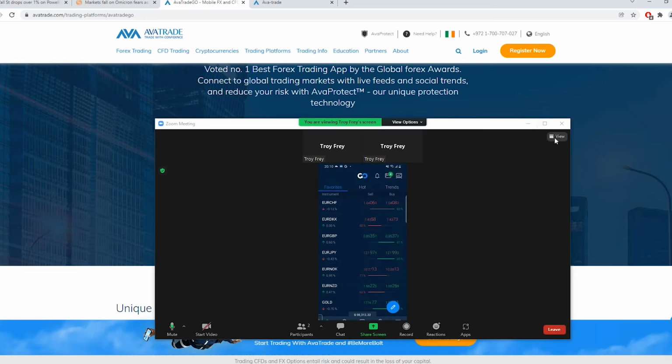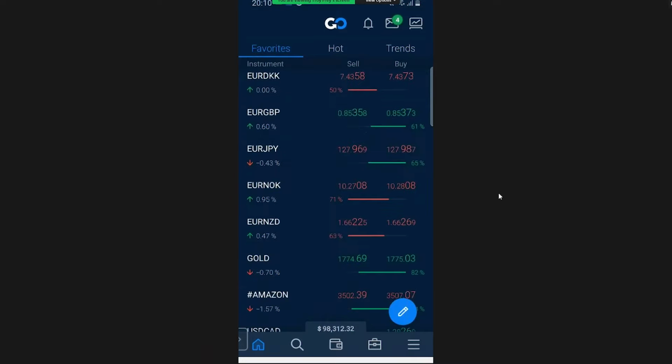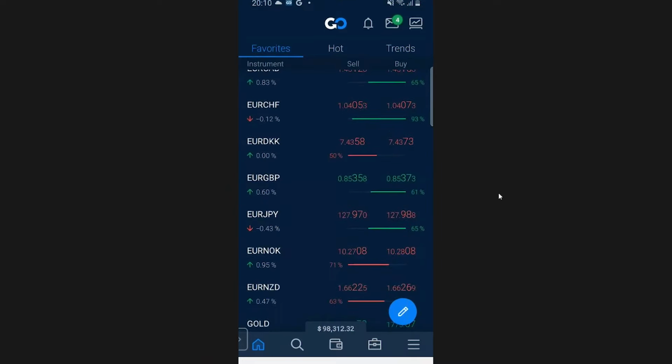Let me just expand things, so we're on full screen. This is the AvaTrade Go mobile app, and let's go through some features as we look for some strategy ideas.